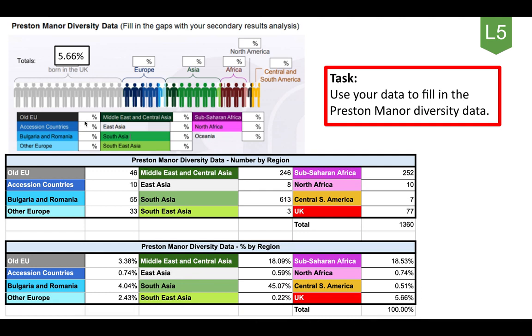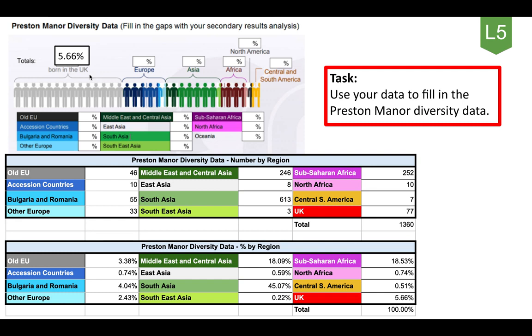So from the old EU, 3.38, 0.74 from old accession countries and things like that. So filling that bit in there on that table. And then at the top here, they're asking us for the figures that are totaled by sort of region.